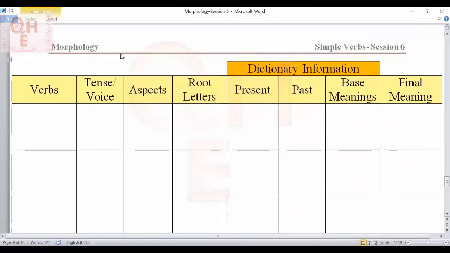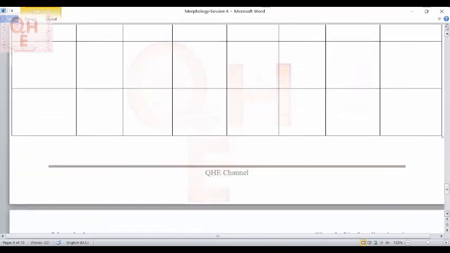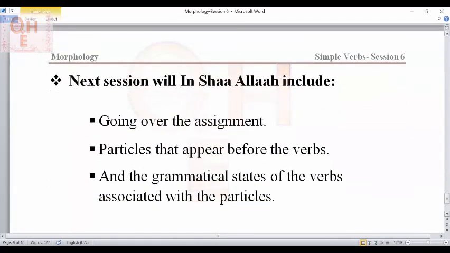So write the verbs you find, then find the tense, voice, aspect, root letters, and go to the dictionary, inshallah, find the past and present tense pattern, the base meaning, and then formulate the final meaning, inshallah. So that was our session for today. Let's see what's coming up in the next session, inshallah. In the next session, inshallah, we will go over the assignment that I just assigned. We'll go over the keys.